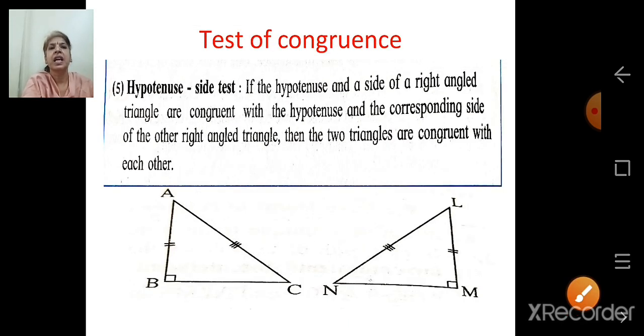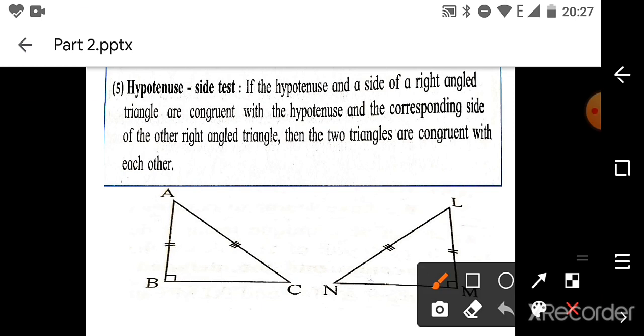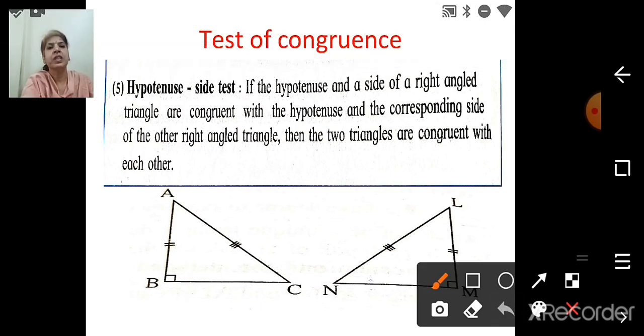Next one is the hypotenuse side test. As the name indicates, hypotenuse. When we get the hypotenuse, which side is the hypotenuse? It is the side opposite to the right angle, right? It should be the side opposite to the right angle. It means the given triangles should be right angled triangles. So for the hypotenuse side test, a right angled triangle should be there.